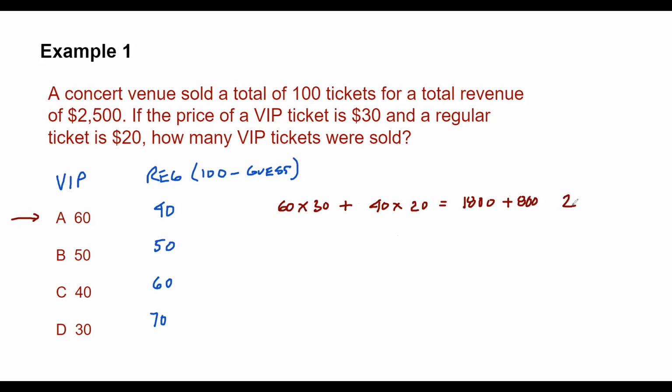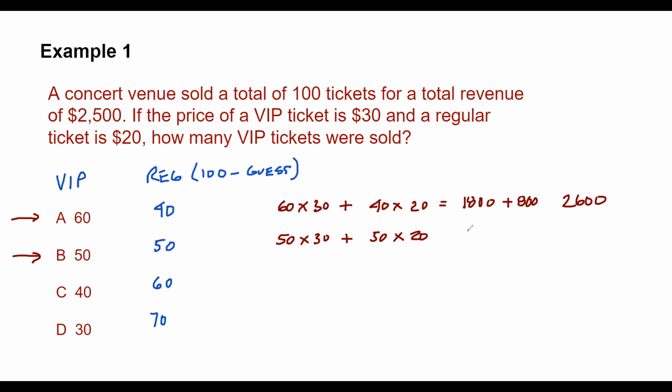That is $2,600. That's a little bit too much, but we're close. So let's try 50. So we just do the same thing. 50 times 30 plus 50 regular tickets times 20.